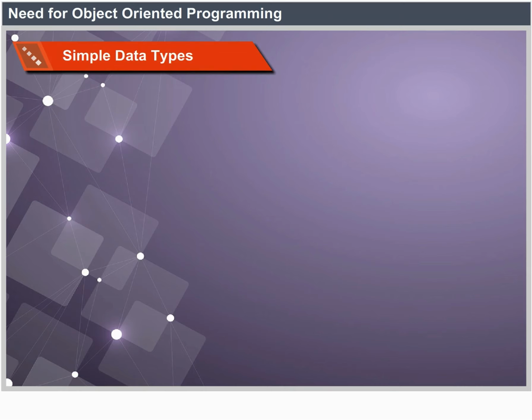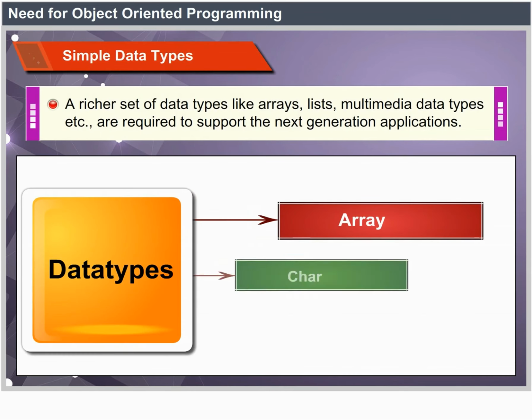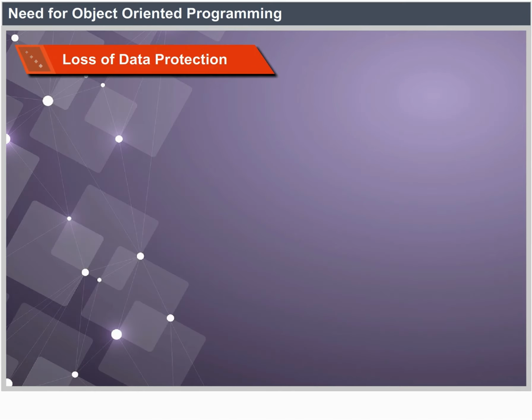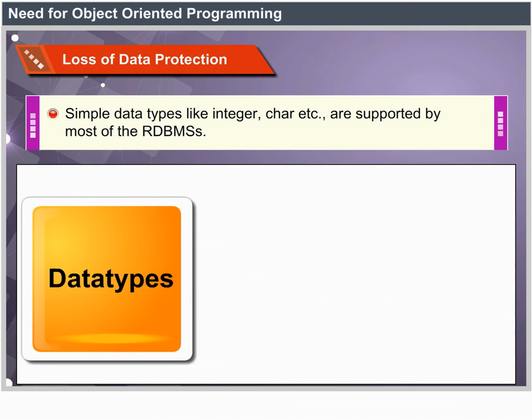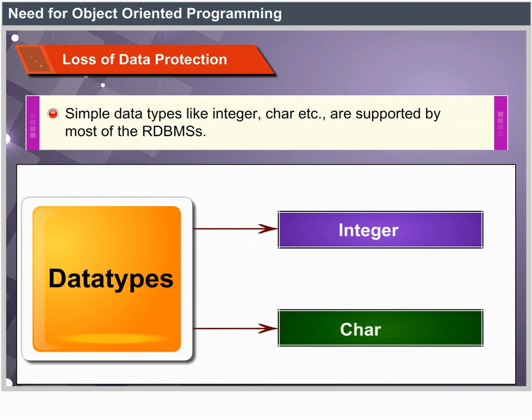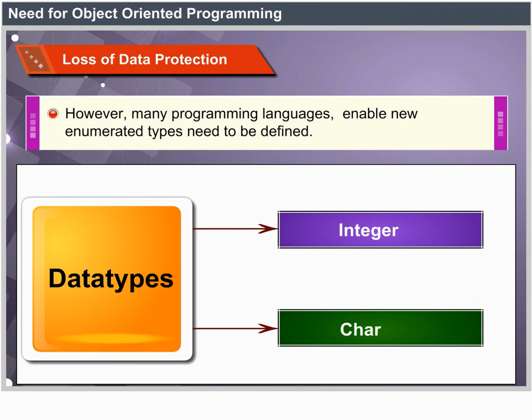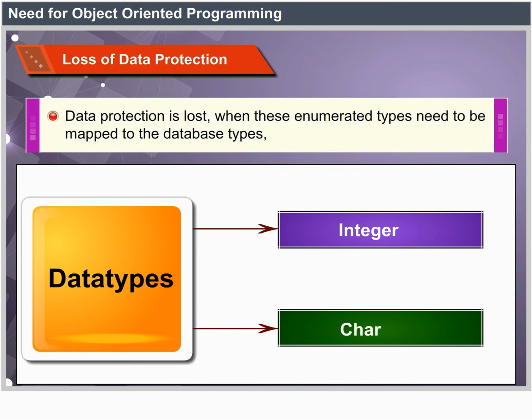Simple data types. To support next generation applications, a richer set of data types is required. Example, arrays, lists, multimedia data types. Loss of data protection. Most OODBMS support simple data types. Example, integer, character. Many programming languages, however, enable new enumerator types to be defined. When these enumerator types need to be mapped to the database types, data protection is lost.